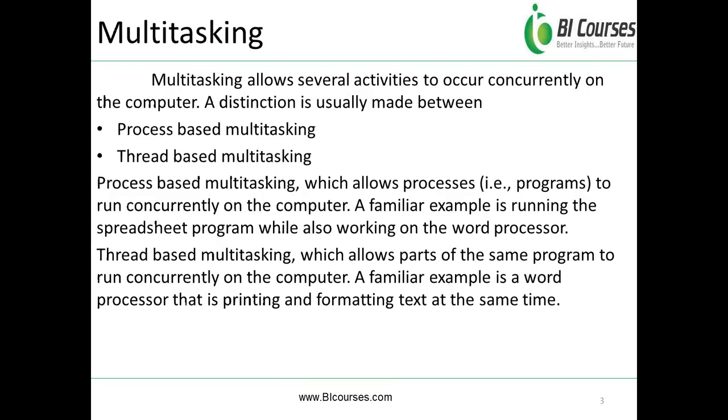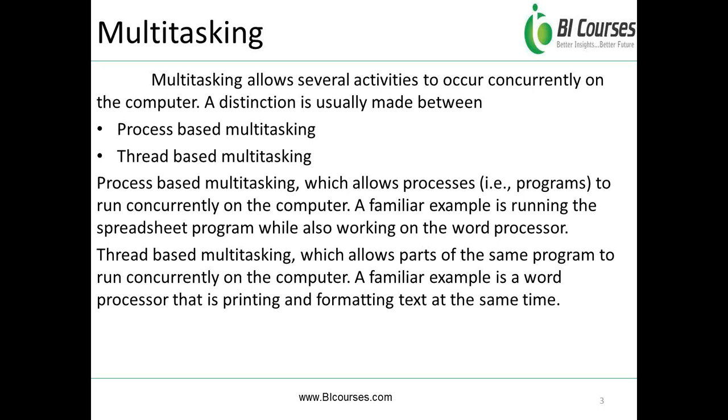Okay, now multitasking. Multitasking allows several activities to occur concurrently on the computer. There are two different types of multitasking: process-based multitasking and thread-based multitasking. What does it mean by process-based multitasking? It allows multiple programs to run concurrently on the computer. The best example for process-based multitasking is running a spreadsheet, like Microsoft Excel, as well as Word at the same time.